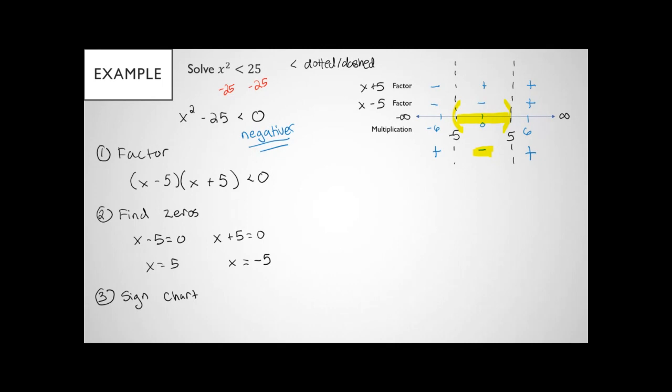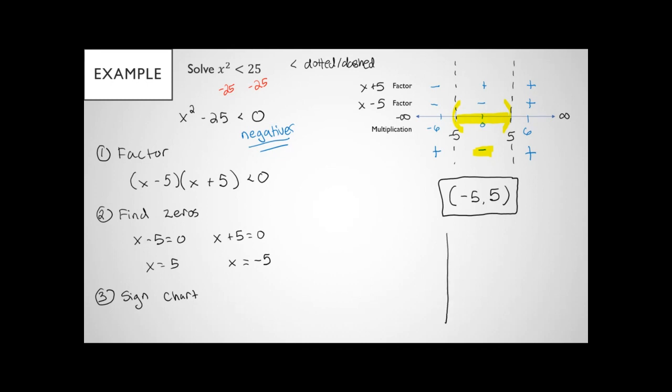So our solution is just for the negative part. And we don't have a union because we have only one section. So between -5 and 5, that's where our graph is under the x-axis or below.